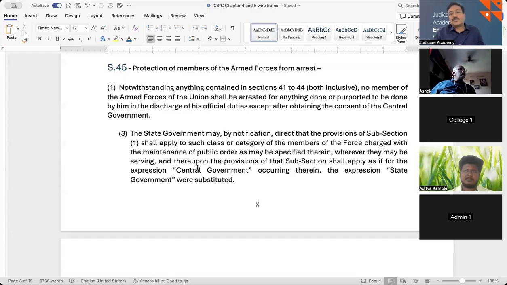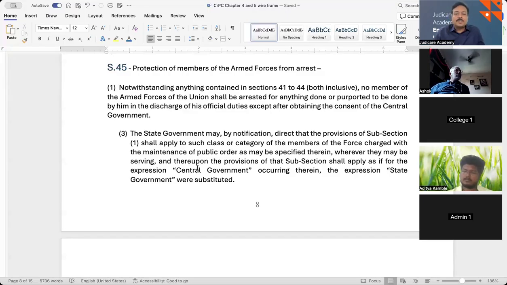Notwithstanding anything contained in Sections 41 to 44, both inclusive, no member of the armed forces of the union shall be arrested for anything done or purported to be done by him in discharge of his official duties, except after obtaining the consent of the central government. So they cannot be arrested for anything done in the line of duty. The state government may by notification direct that the provisions of subsection 1 shall apply to such class or category of the members of the force charged with the maintenance of public order as may be specified therein.